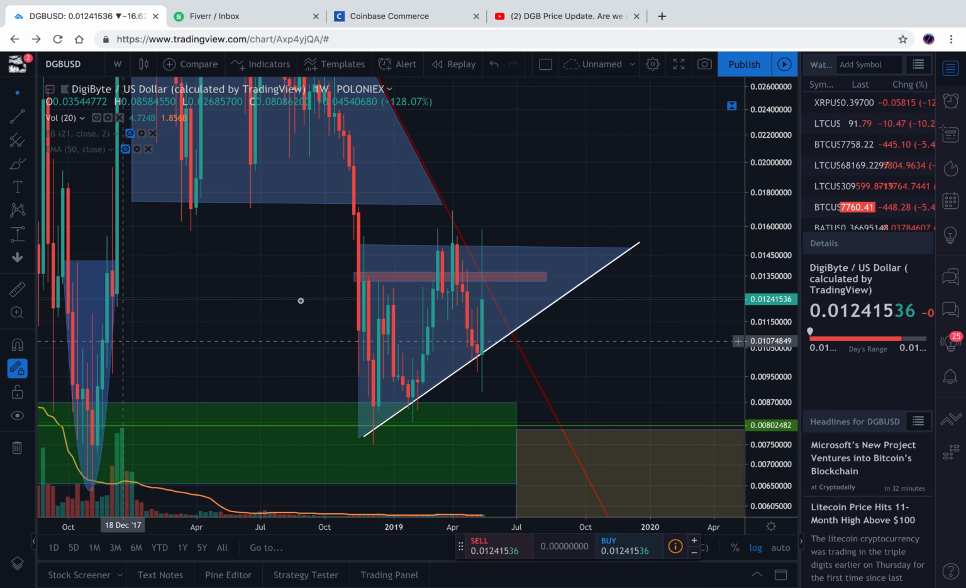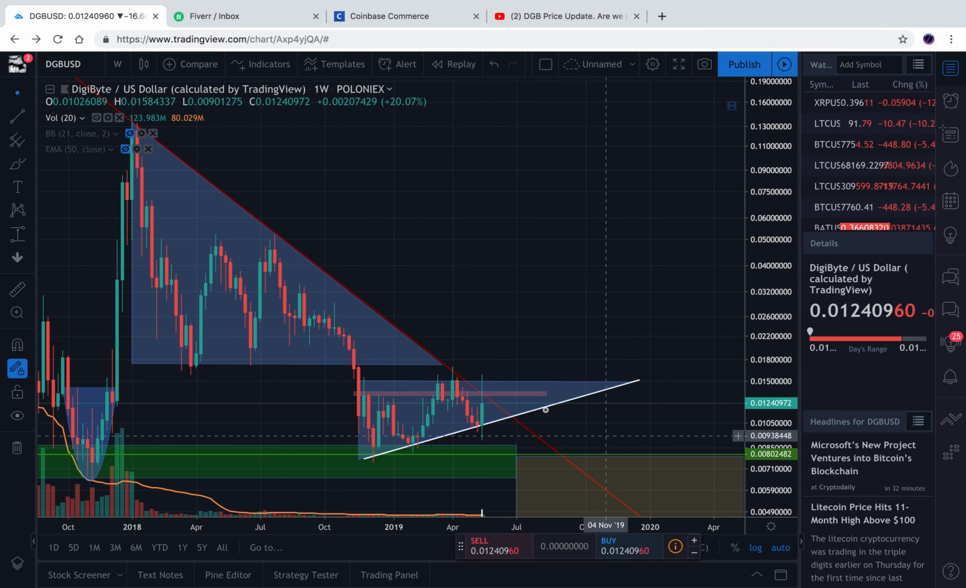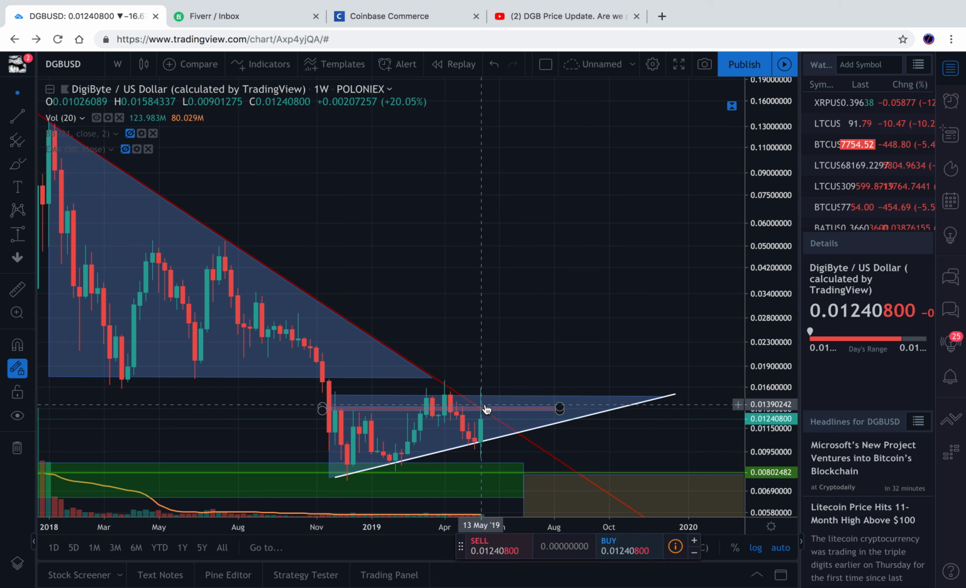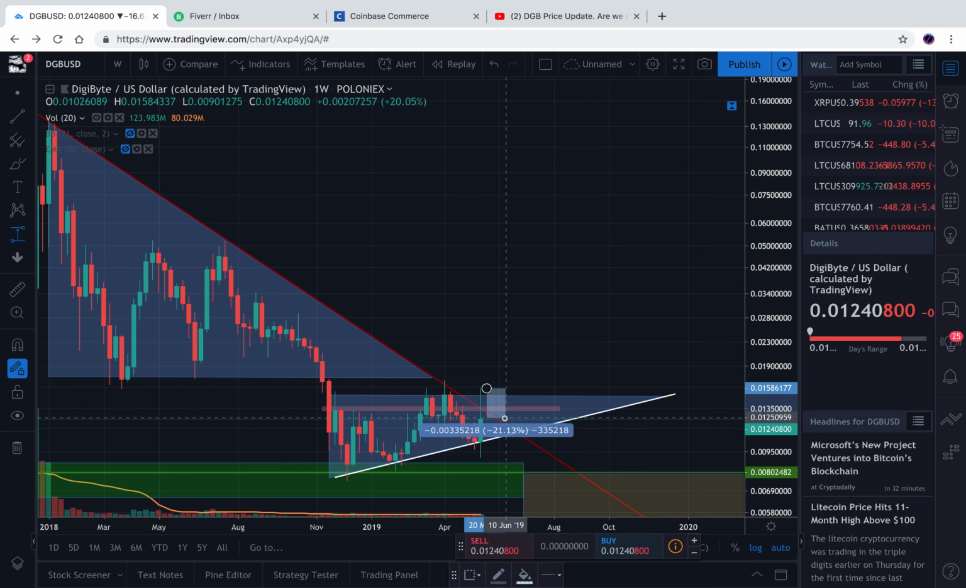It's easier to see on the weekly. So this could have technically been a false breakout of this ascending triangle. And now we're significantly lower than what we were yesterday. So we dumped down about 22% already.